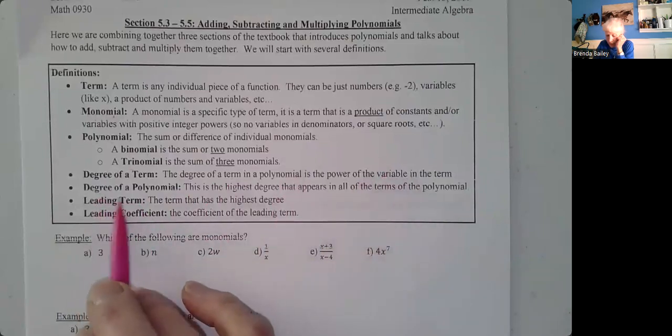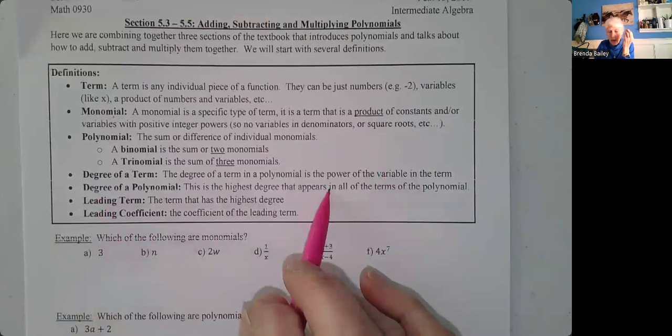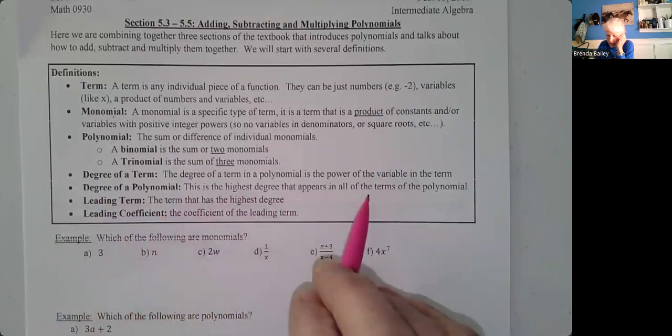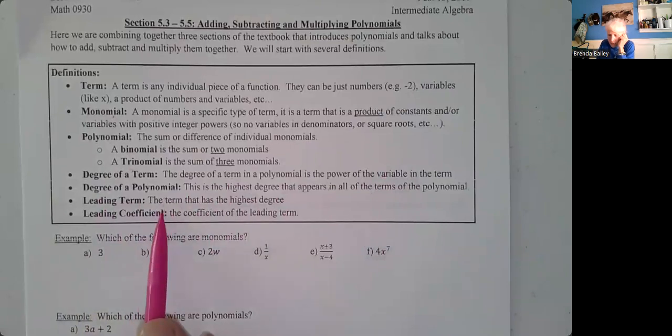And then the degree of a polynomial, you take that term that has the highest degree. Individual monomials, you look at those and determine, okay, which one's the largest? That's the degree of the polynomial. The leading term, the term that has the highest degree. And the leading coefficient is the coefficient of the leading term. Again, all of these will make a lot more sense when we look at some examples.